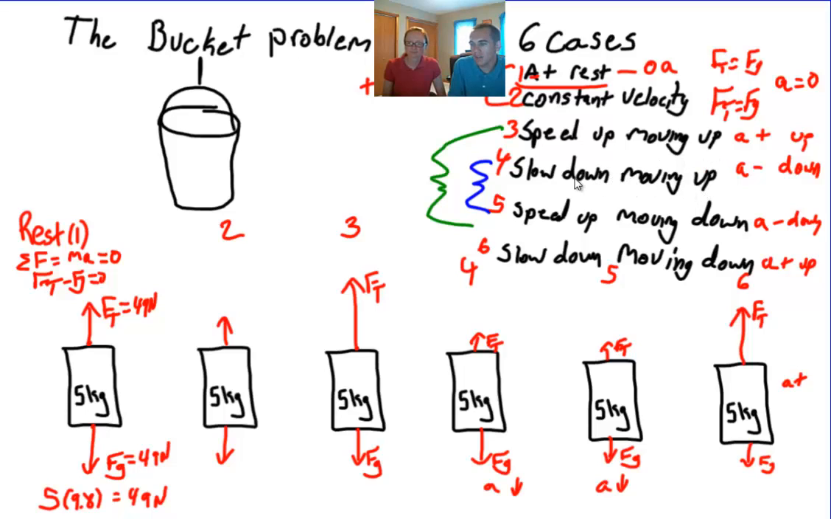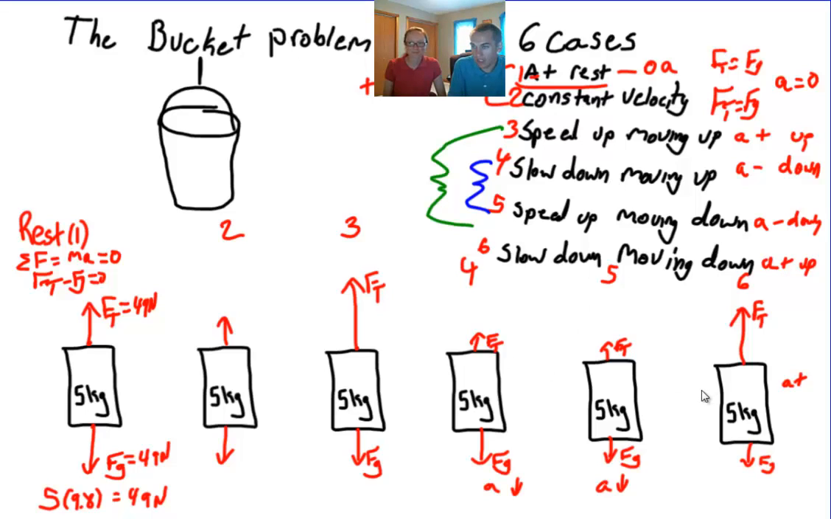Slow down, moving up. Slow down is like a negative thing to me. It's getting slower, but it's still moving up, so that's positive. Negative, positive, it's a negative acceleration. Speed up, moving down. Again, speed up is getting faster, positive. Moving down is negative, so plus minus gives me a minus. And then slow down is negative, move down is negative. Two negatives give me a positive, so it accelerates up. So if you want to look at it in terms of how it's moving and what's happening, you can do it that way.